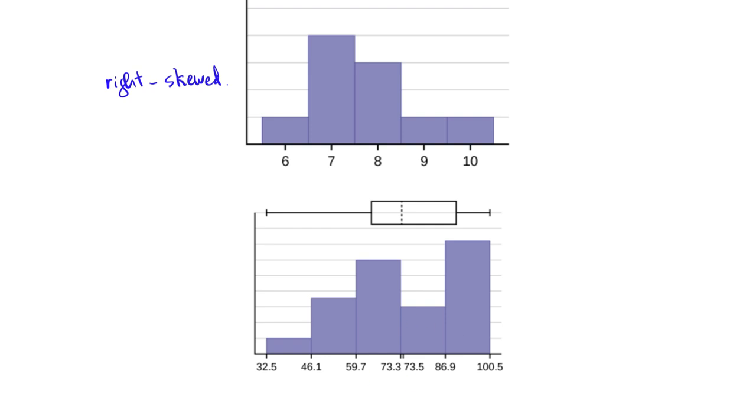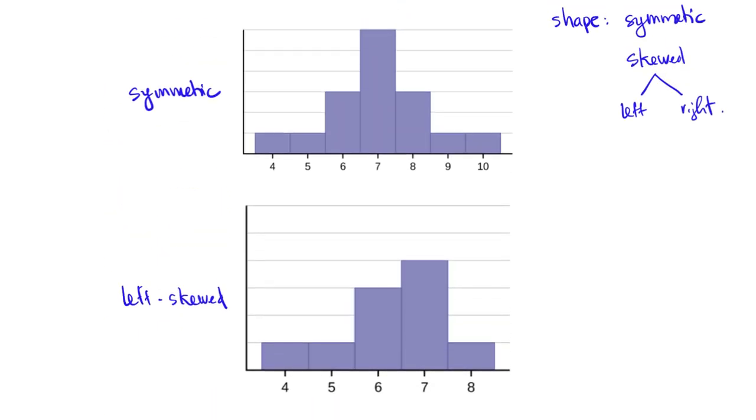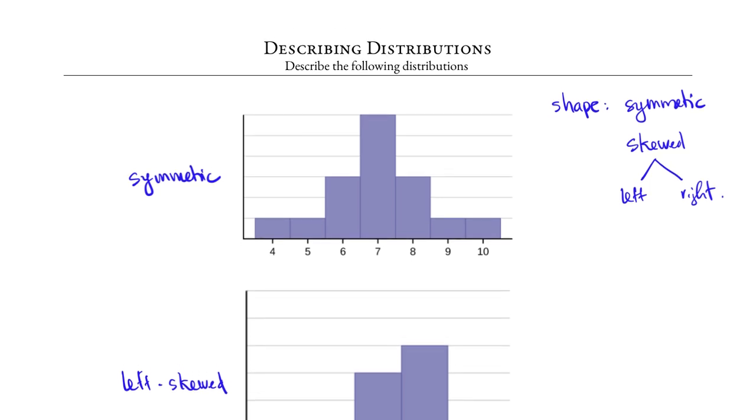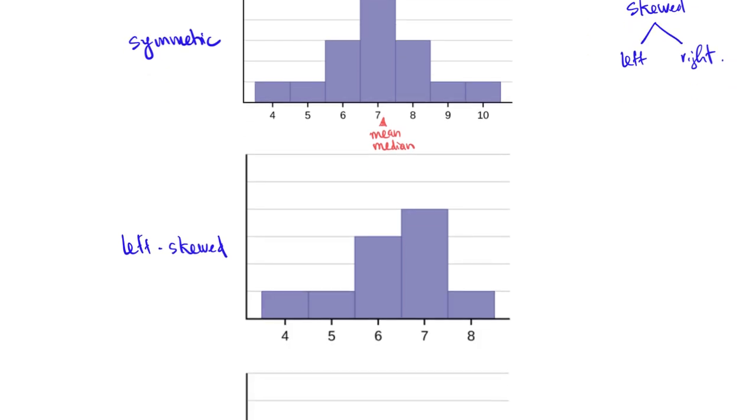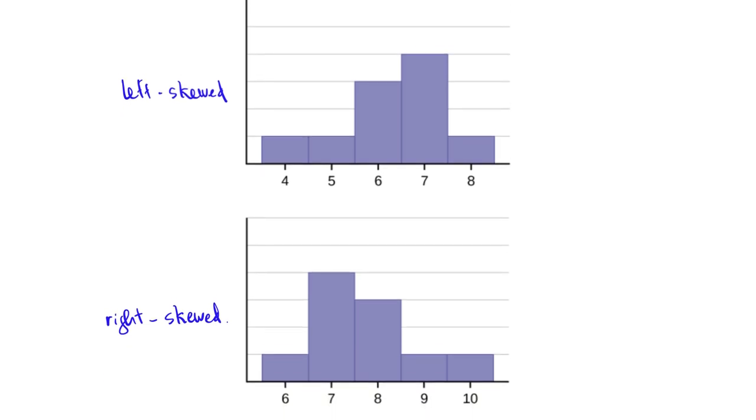We're very much interested in describing the shape of the distribution because the shape of the distribution can also tell us something about the center and the spread. For the symmetric distribution, the mean and the median are almost the same and they are somewhere in the middle of the distribution. For skewed distribution, the longer tail will pull the mean toward it.